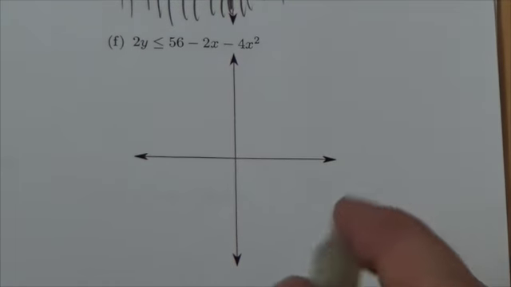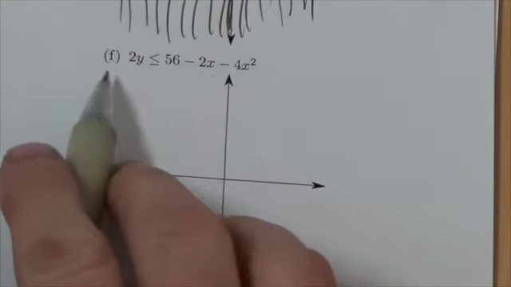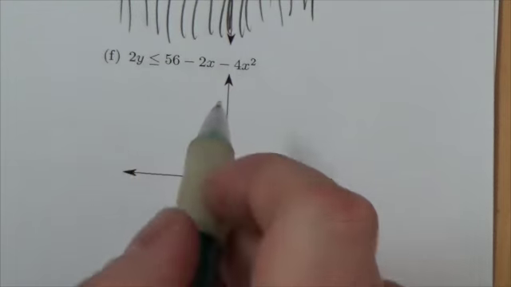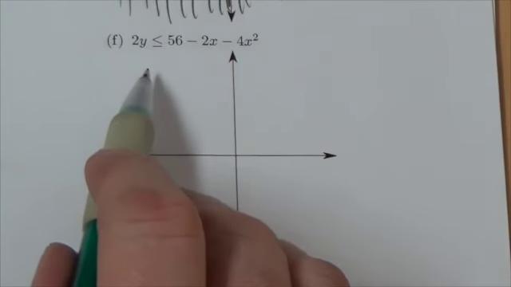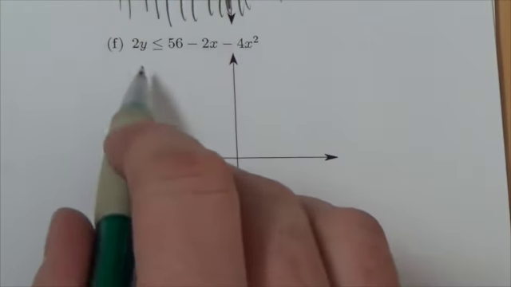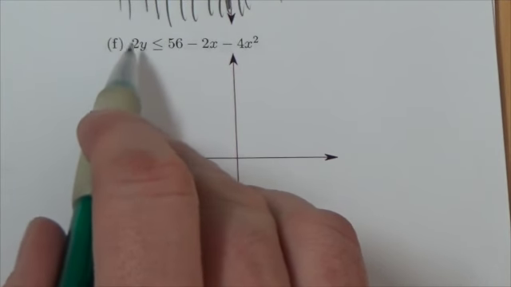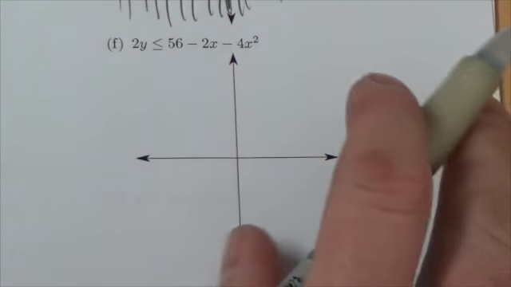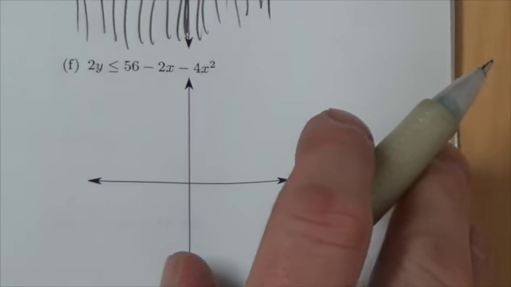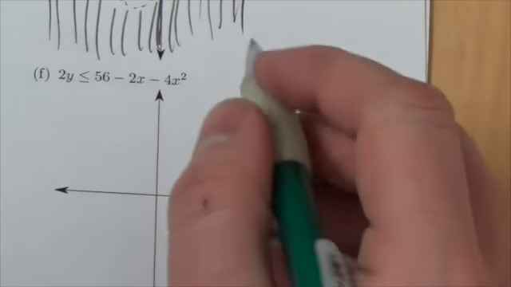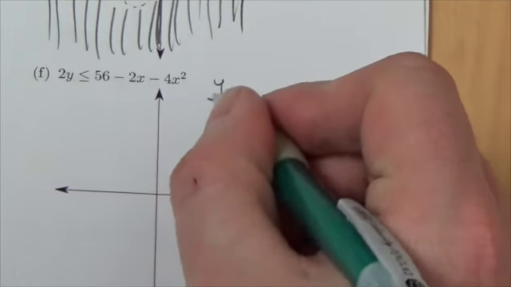All right, question 18F. Again, we're going to approach it the same way we've approached the other ones here. Except for this one, we've got this 2 in front of the y. I'm going to divide both sides of the equation through by that 2 so that we get it just as the y there.